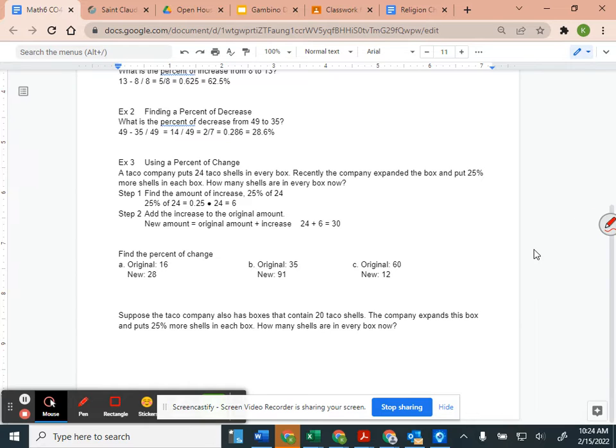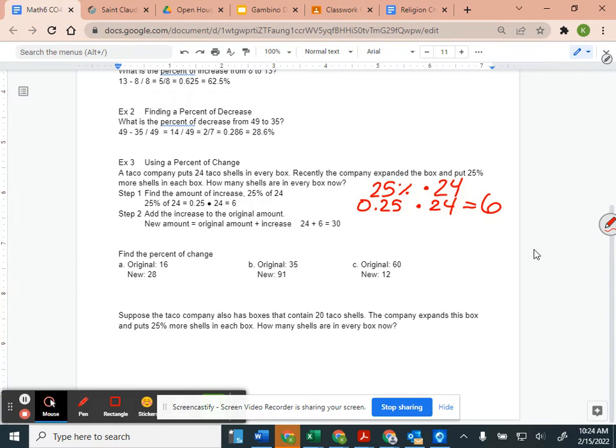How can we find 25% of the 24 shells? What does of mean? Multiply. So if we have 25% times 24, can we multiply a percent? What do we have to do to that percent? What is the decimal for 25%? 0.25. Remember, we moved that decimal place over 2 places to the left. So 0.25 times 24 gives me what?